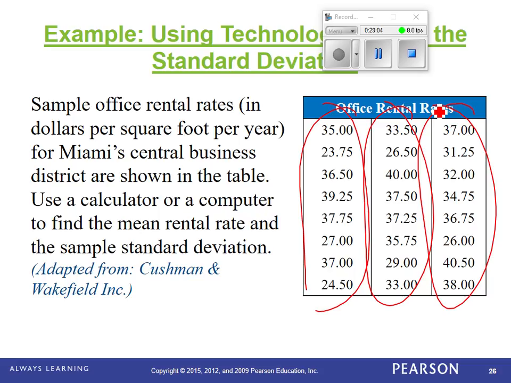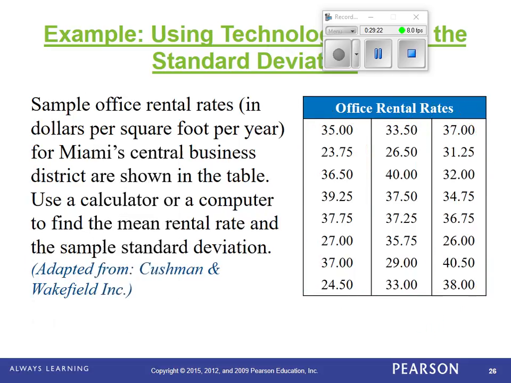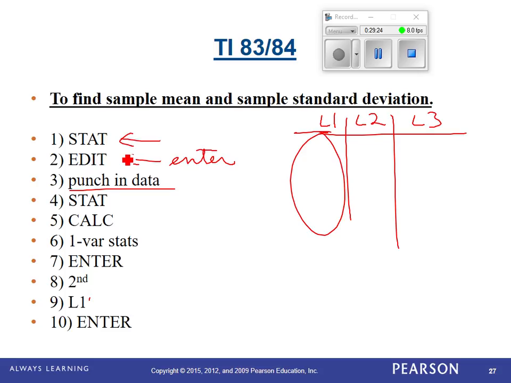So you punch in 35.00, then hit your down arrow, then punch in 23.75, hit your down arrow, and so on. When you get done, make sure there's 24 pieces of data, so make sure you got all 24 in your calculator. Once you have it all in that list, push the stat button again.